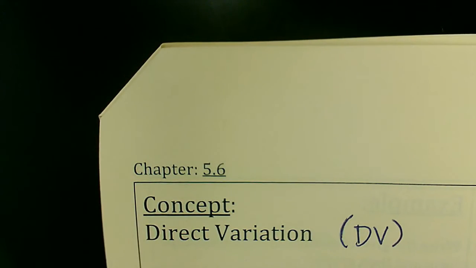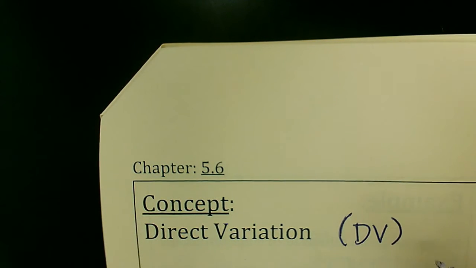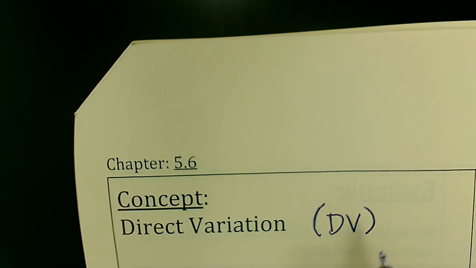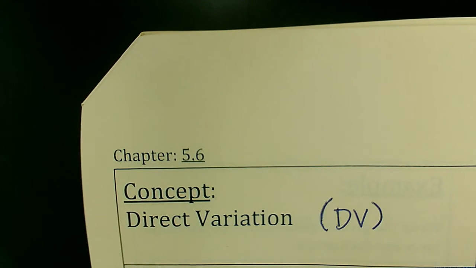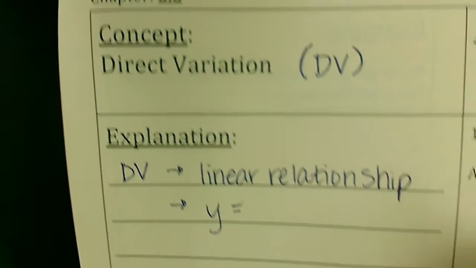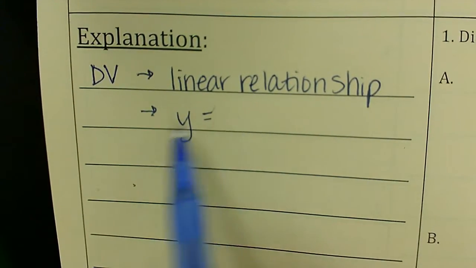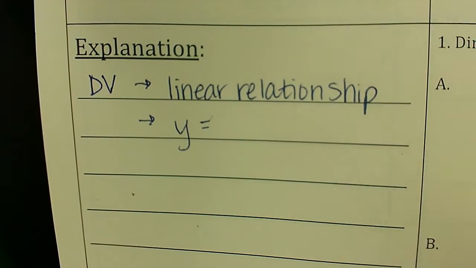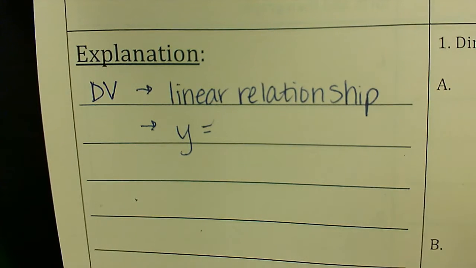So a couple of things: today we're talking about direct variations. Just a quick note is that I'm going to be referring to these as DV because I don't want to write direct variation 5,000 times. So direct variations are just a linear relationship. So remember, don't overthink linear. They're just referring to a line, okay?